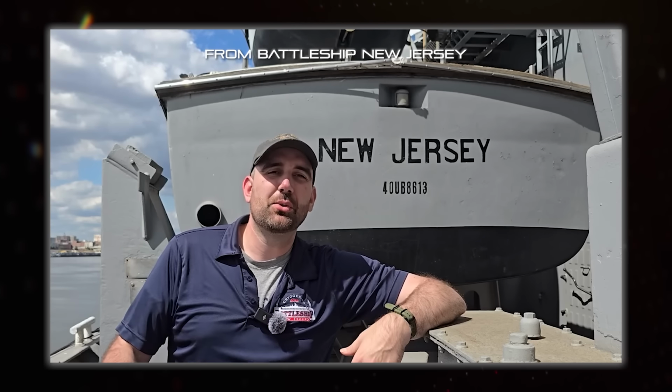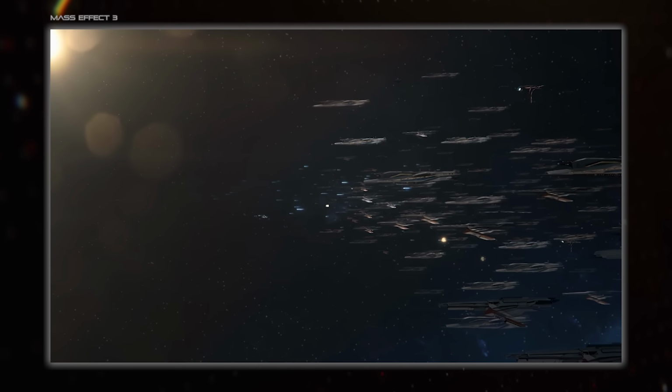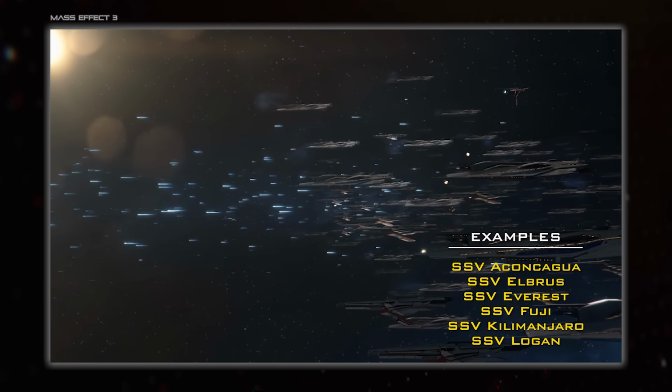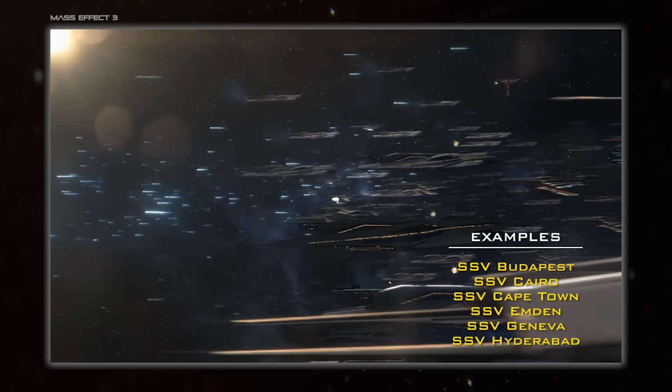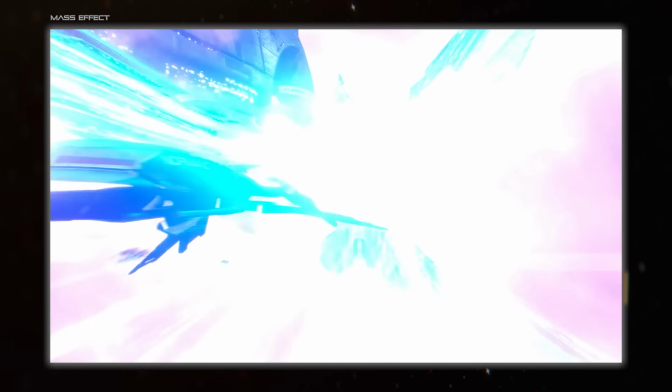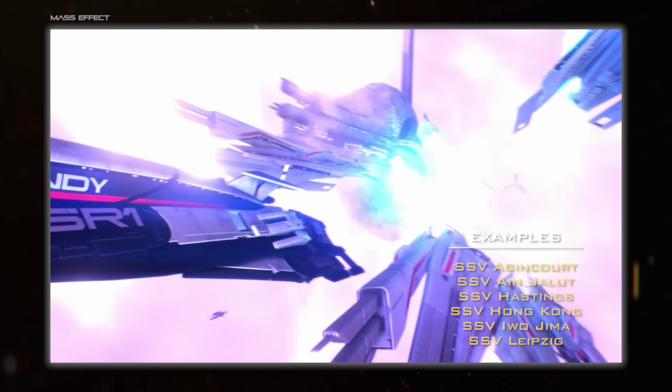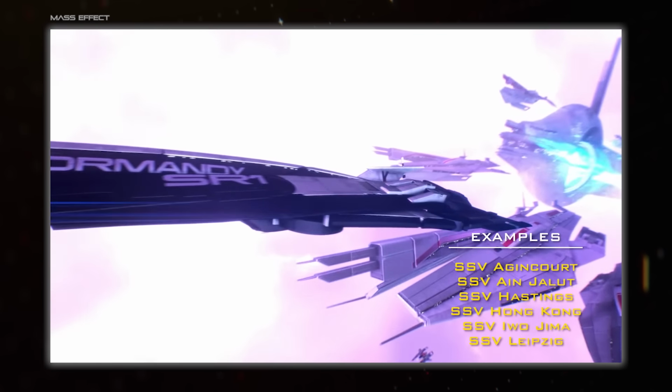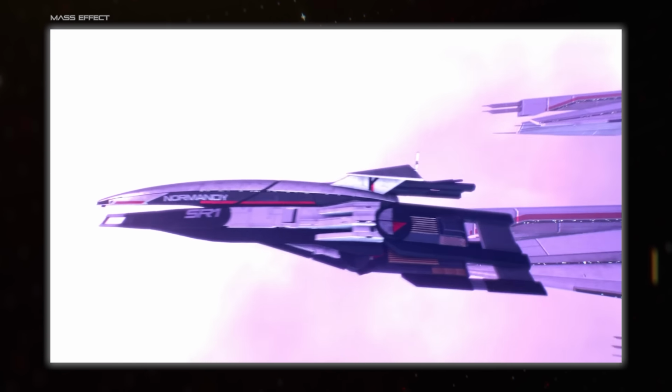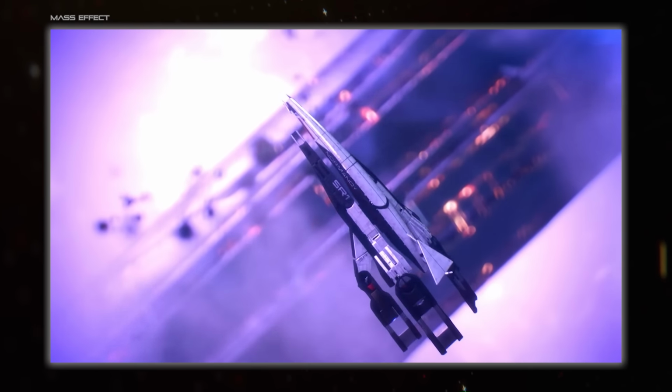For a fictional example, we have the Systems Alliance Navy in Mass Effect, where dreadnoughts are named for mountains and cruisers for cities. The smaller frigates, like the Normandy, are named for battles, which are a similar naming convention since battles are often named for places, which can lead to a bit of confusion if both schemes are used in the same navy, as they often are.